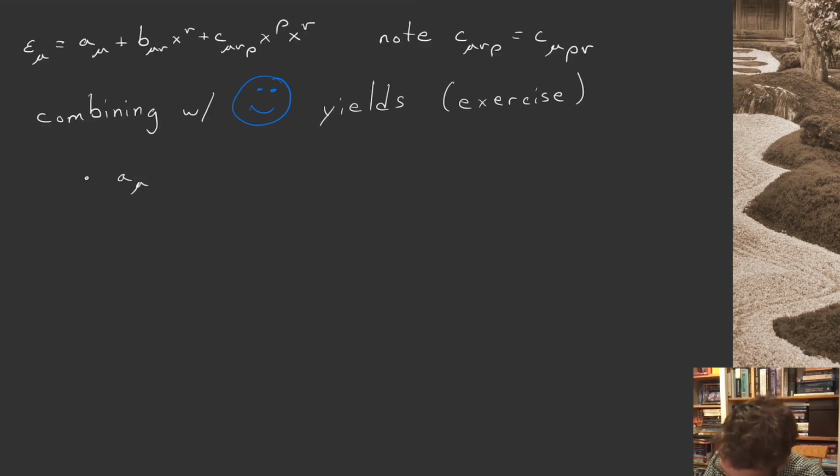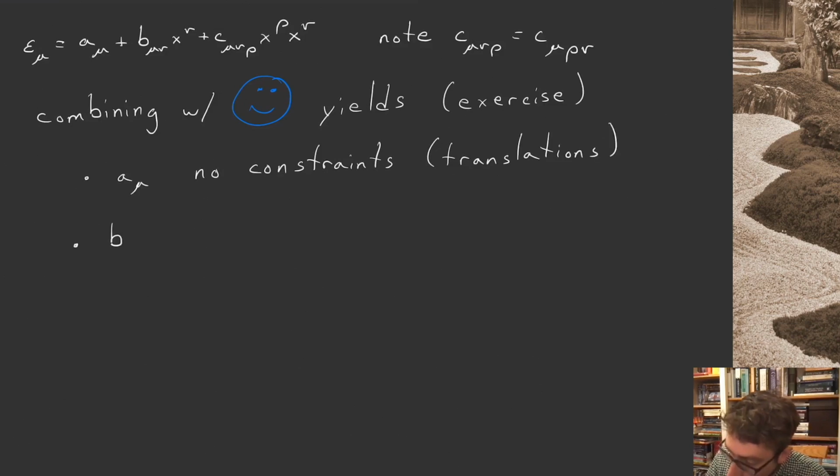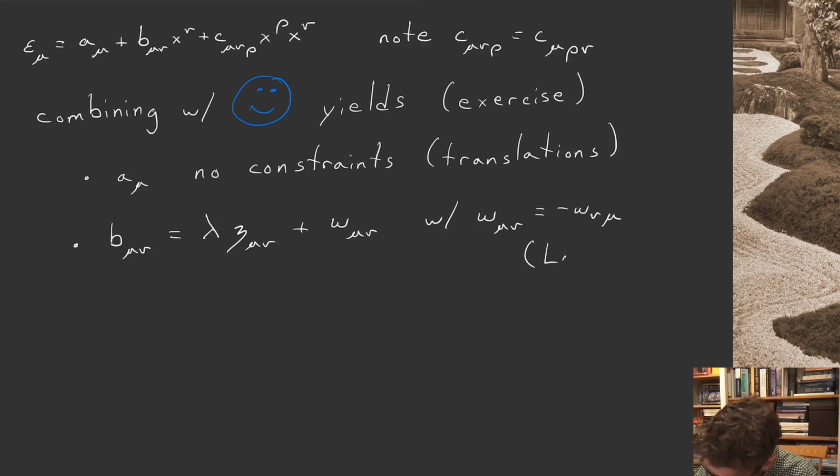So for a mu, there's no constraints. You can choose whatever vector you want. That shouldn't be a surprise. These are just the translations, which are part of the Poincare group, which we know is a subgroup of the conformal symmetry group. B mu nu, this 2 tensor, has 2 pieces. There's a lambda times the Minkowski tensor plus omega mu nu, with omega mu nu antisymmetric. So these are just the Lorentz generators. Again, that's no surprise. They had to be there. We knew Lorentz is a part of Poincare, which is a subgroup of conformal symmetry.